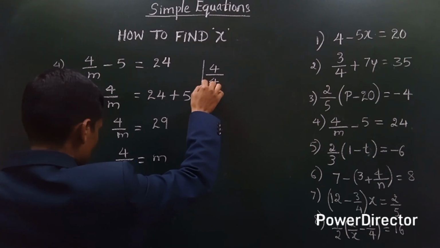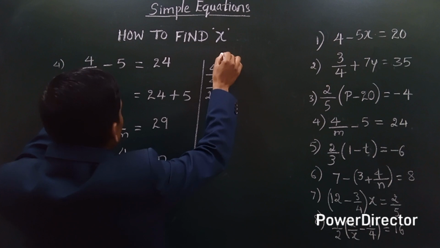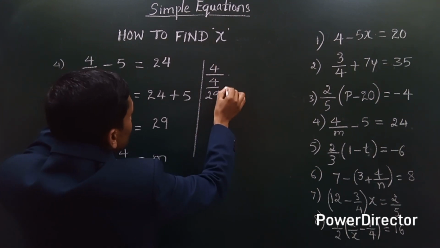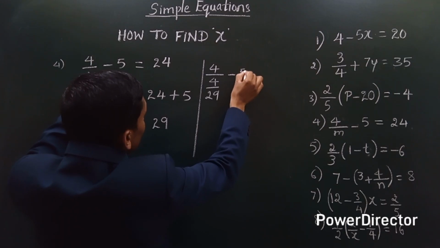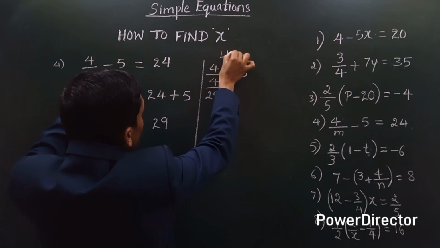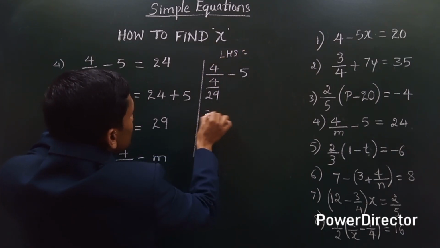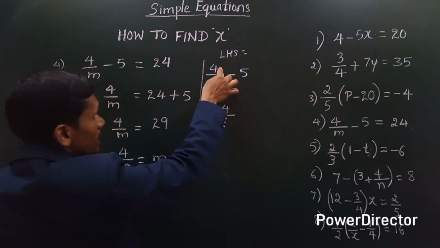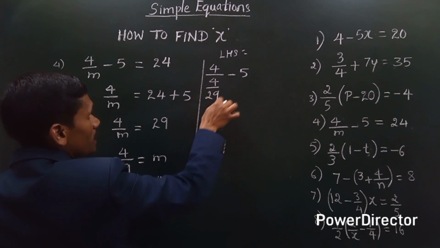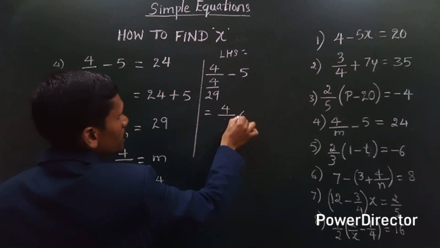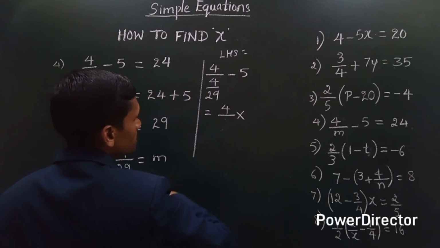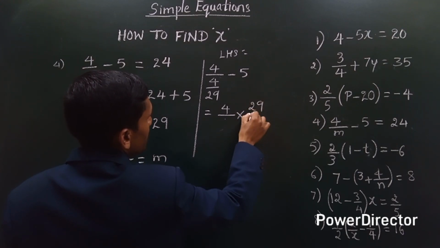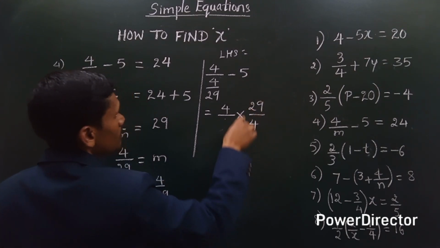Okay. Here in this equation we are substituting 4 by 29, minus 5. Okay, this is the LHS that I am writing. This will be equal to 4 by, now any whole number when it is divided by a fraction, what are we doing? We are taking the reciprocal and multiplying, right? Reciprocal of the fraction we are taking and multiplying, right? 29 by 4 we are multiplying.